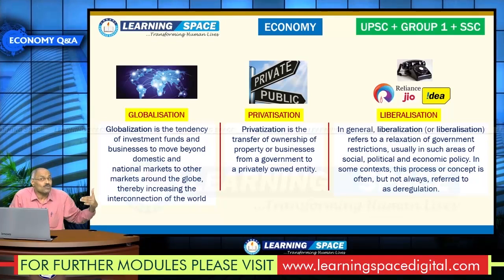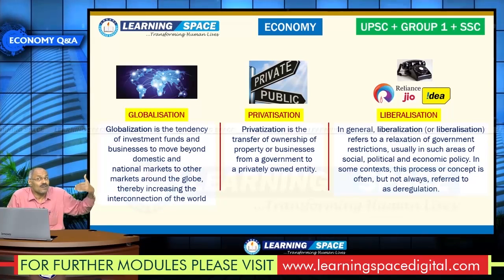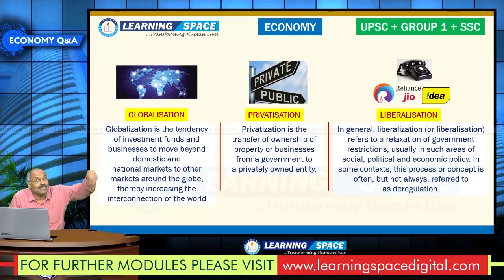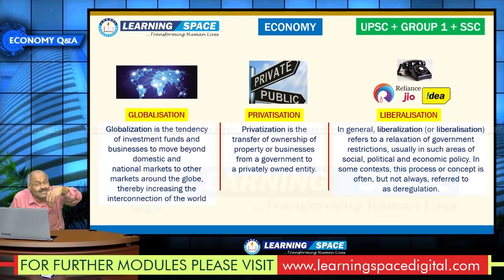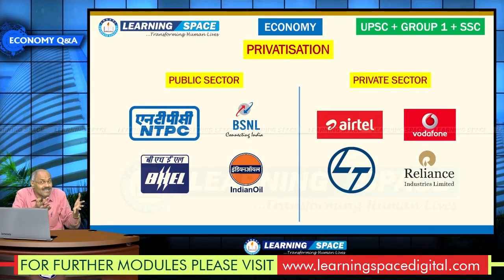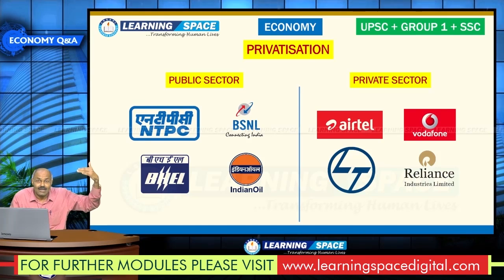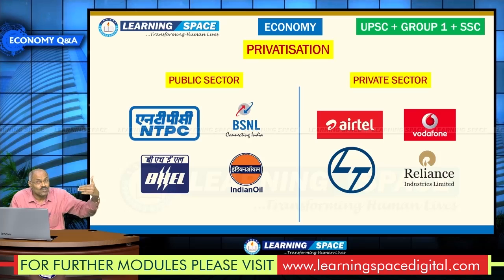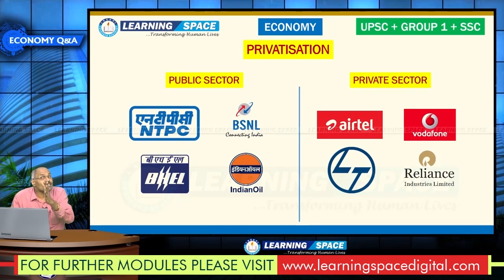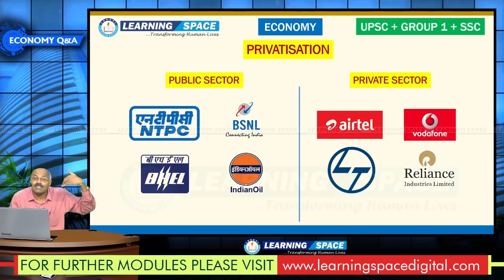The second word you should not forget is privatization. Privatization is the transfer of ownership of property or businesses from a government to a privately owned entity. Look at this slide. All of you are familiar with public sector enterprises and private sector enterprises. Public sector examples: NTPC, BSNL, BHEL, then Indian Oil. These are all examples of the public sector. Private sector: Airtel, Vodafone, L&T, Reliance. These are all examples of the private sector.